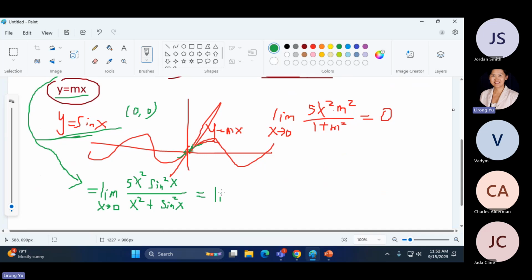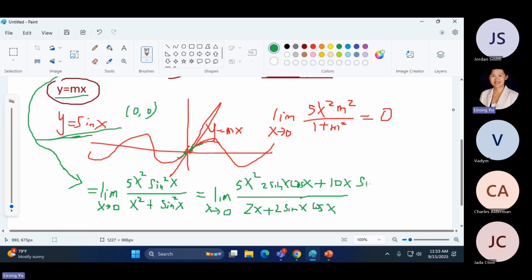The numerator has a product, so I expect some time spent trying to work it out. We have to do L'Hopital. The denominator is going to be 2x plus 2 sine x cosine x. And the numerator is going to be 5x squared. We differentiate the sine squared, you have 2 sine x cosine x, plus this time we differentiate the 5x squared to get 10x times sine x.